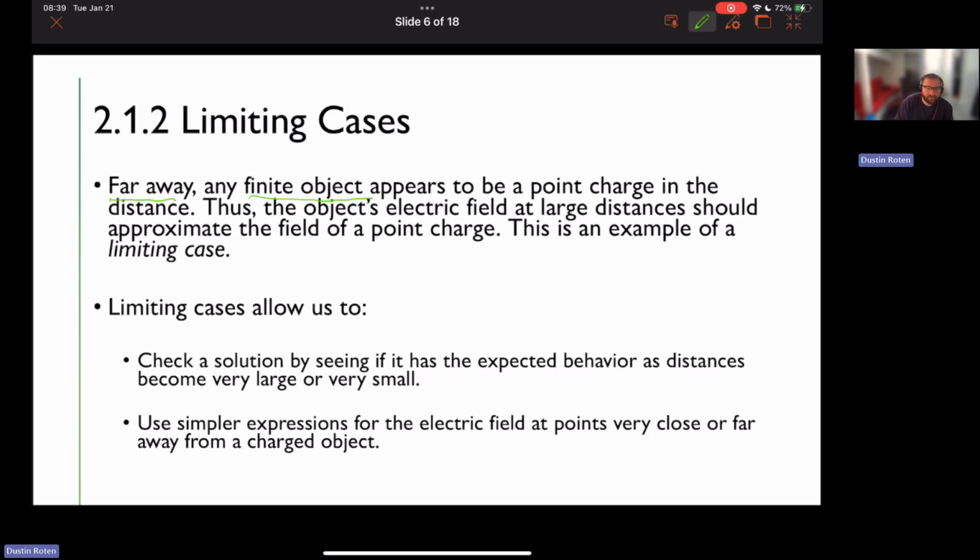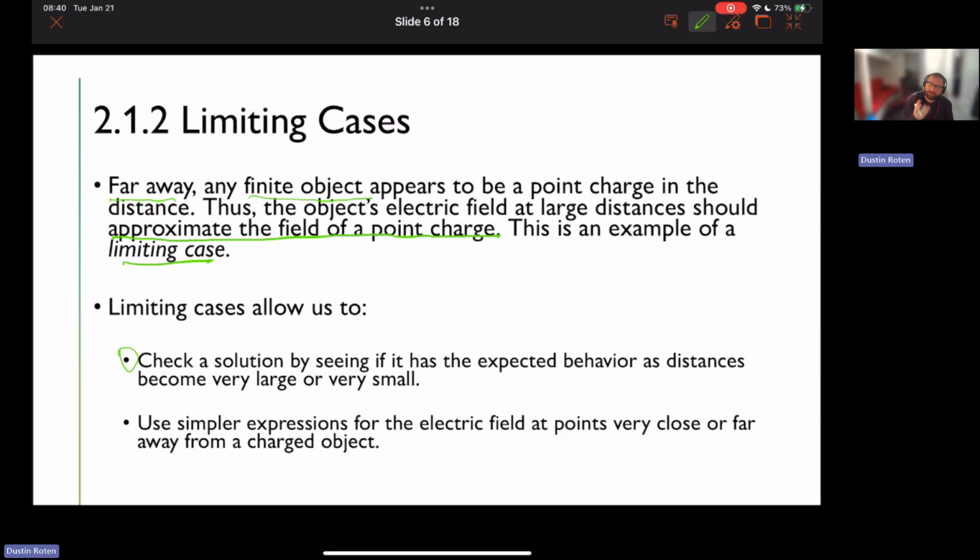If you get really far away from any finite object, this isn't true for like an infinitely long wire or sheet, but eventually you're going to be able to approximate it as a point charge. So this is a limiting case. And the beauty of these limiting cases allows us to check a solution by seeing if it has the expected behavior as we get really far away from it or really close to it.